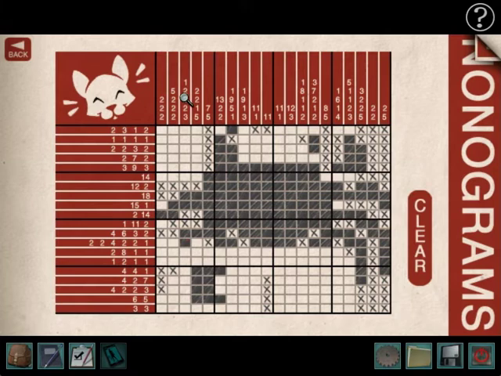We can mark this because there's no 1s here anymore. Not sure about this though. One, 2, 2, 2, 3. Okay, so this cannot be the 3. This has to at least be a 2, so I'll just go ahead and put an X there. This is a very slow process, but I think we're getting there.